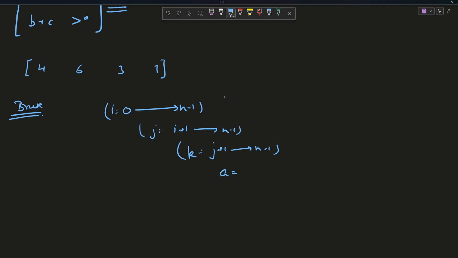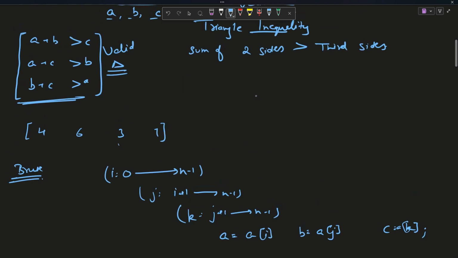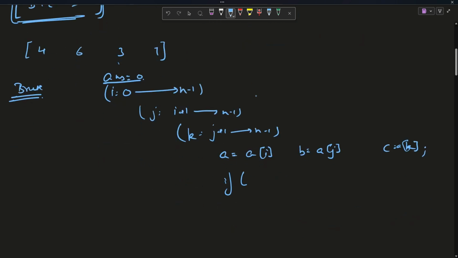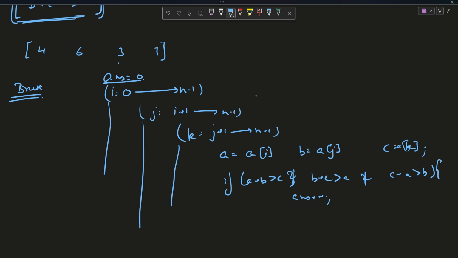Now, your first side, that is A equals to array of I, B equals to array of J, and C equals to array of K. Just apply the three inequalities in the if condition. If these three inequalities are holding, then answer plus plus. Your answer will start from 0. If A plus B greater than C and B plus C greater than A and C plus A greater than B, all of these are true, then answer plus plus. After these loops end, return answer.